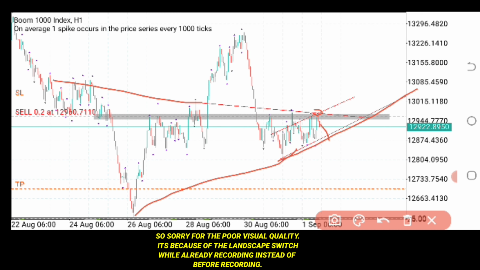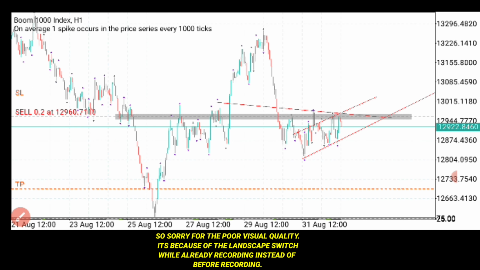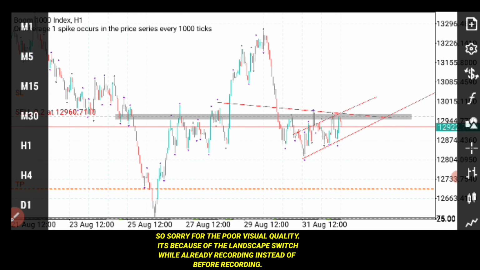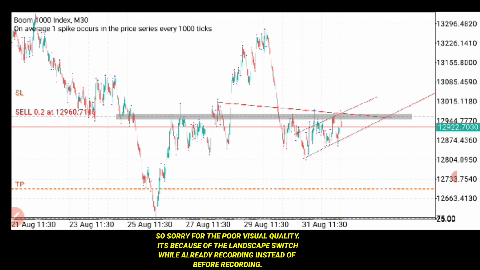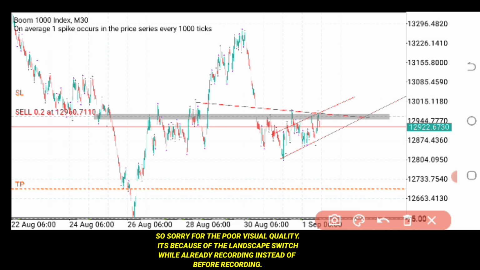Now, some people say they find it difficult trading with phones. The phone is actually the most flexible device to trade if you want to trade profitably, because you have it handy anywhere you go. Take note that this is the 1 hour time frame. If you go to the 30 minutes time frame, you discover that what I said is also visible here.